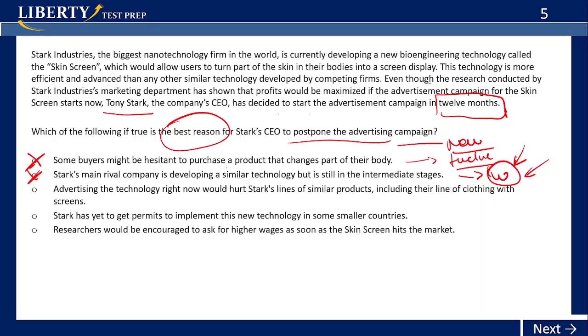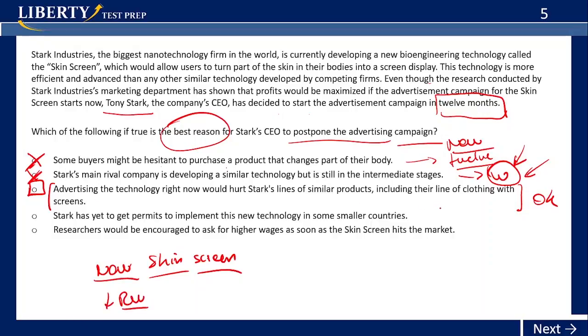Let us see. Advertising the technology right now would hurt Stark's lines of similar products, including their line of clothing with screens. Now, this one seems okay. This one's the answer. Why? Because if you advertise now, of course, you're gonna have revenues from the sales of the skin screen. Again, that's a sexy name, right? Skin screen. But then you're gonna lose revenues from your line of clothing with screens. So once you release this new product, that's going to substitute the other product that you're also selling, which is clothing with screens, right?